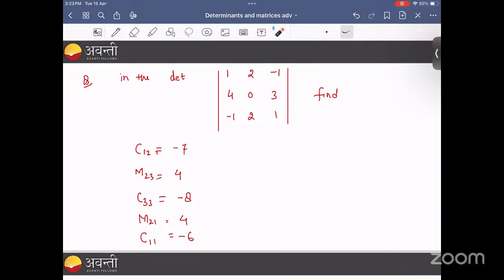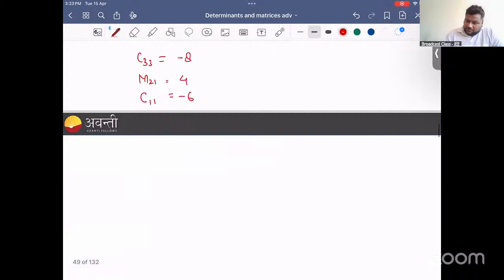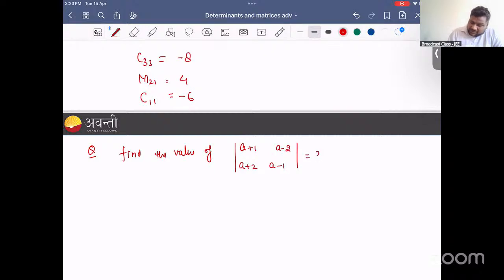Okay, sir. Fine. Now, write one more question. Find the value of the determinant a plus 1, a minus 2, a plus 2, a minus 1. Yes, quickly. Two by two determinant value, you know how to calculate.